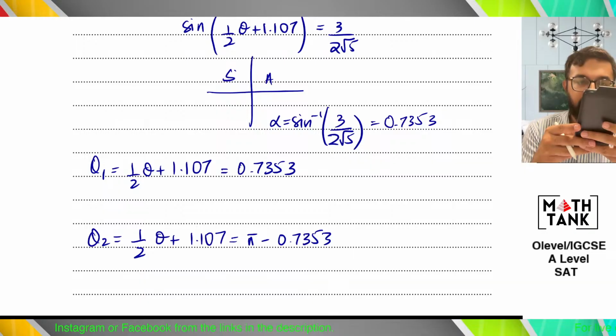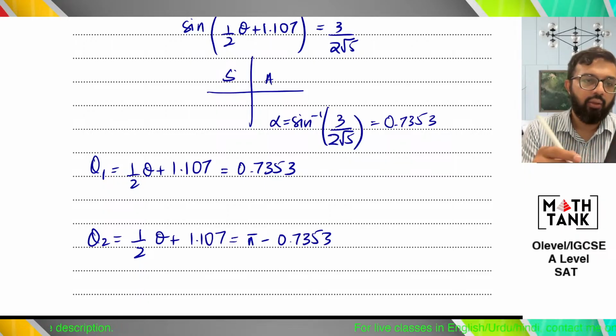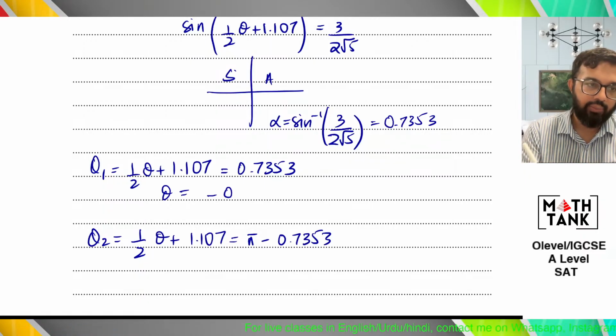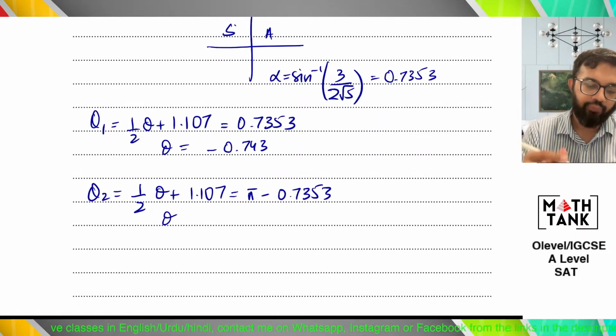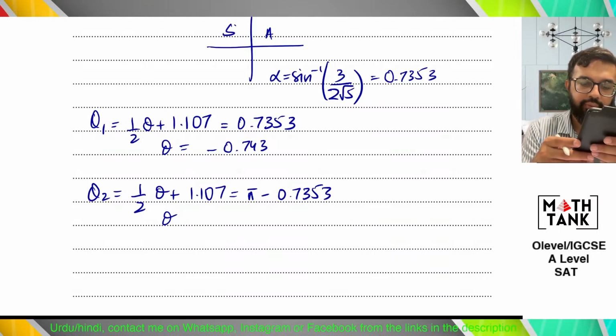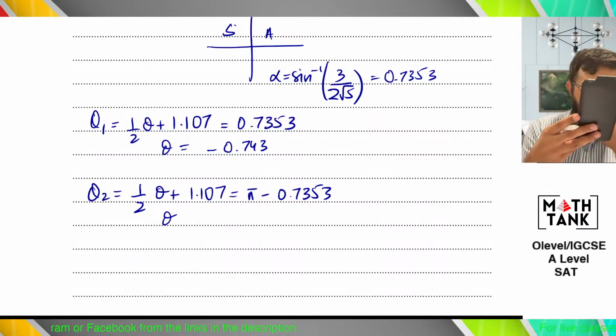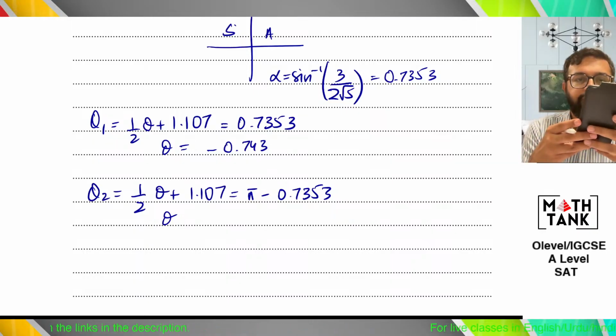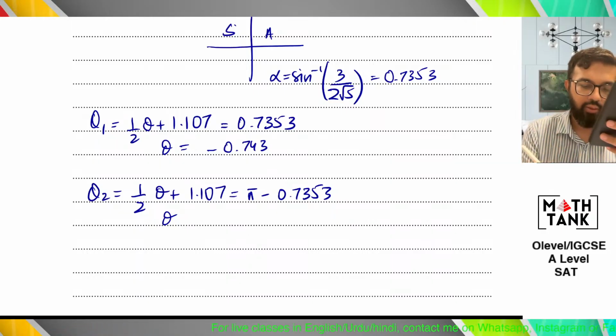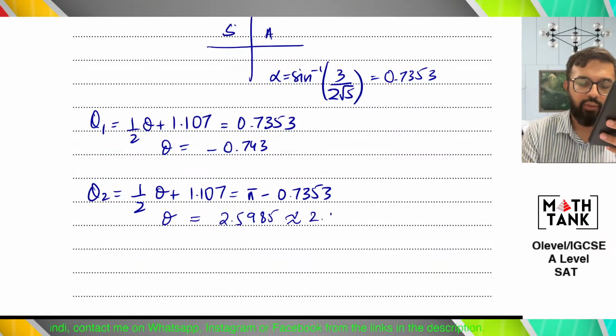0.7353 minus 1.107 into 2. ये आंसर आ रहा है थीटा इक्वल्स टू माइनस 0.743. 743 seems like the correct answer. Okay. तो एक आंसर आ रहा है 2.5985 है, राउंड ऑफ होकर बन जाएगा 2.60.